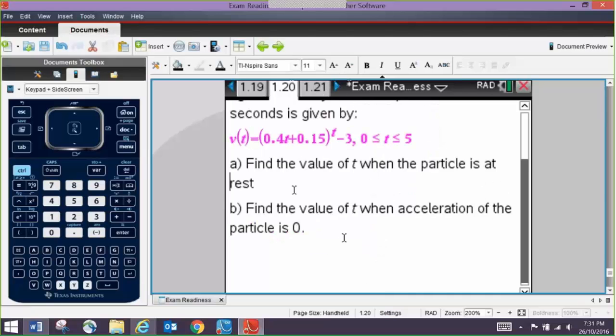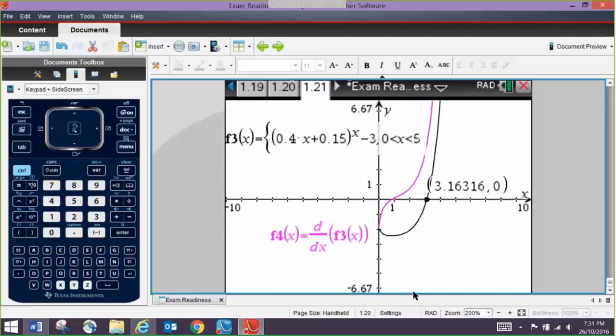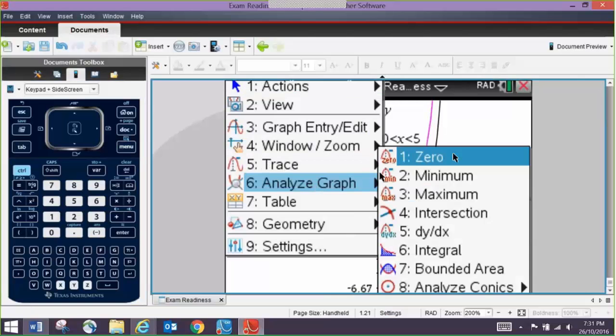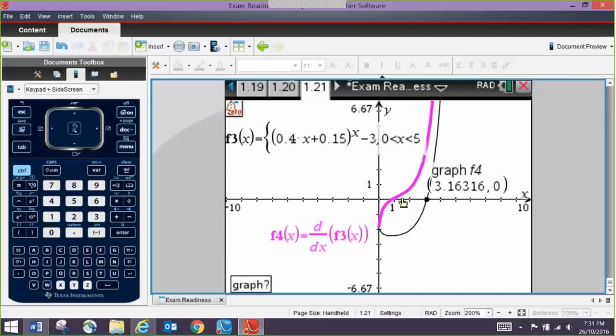Anyway, getting back to this question, when the acceleration of the particle is 0, so once again that's an x-intercept. So I can analyse the graph and the 0, and this time because I've got 2 graphs here, it's saying, hang on, which graph do you want to use? So I need to click on that first, and then I can get that acceleration being 0.